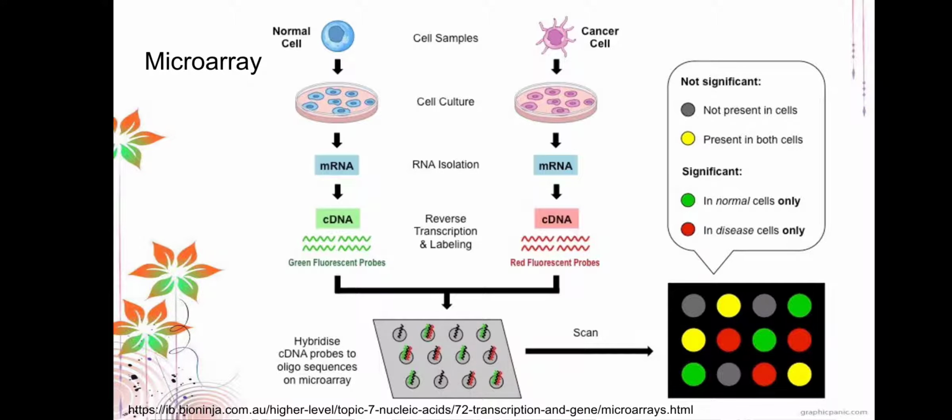That is reverse transcriptase. So you will tag them with two different colored probes. So the usual colors are green and red. So these are complementary colors, so it's more distinct when you view them. And then you hybridize the cDNA probes to oligosequences on a microarray.